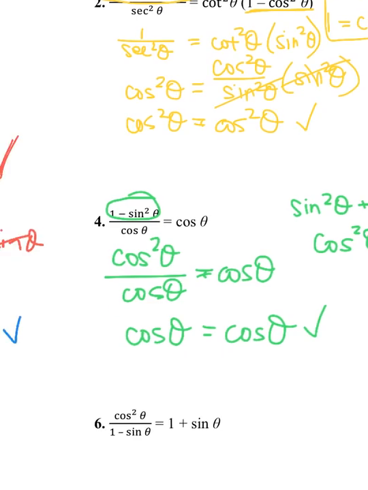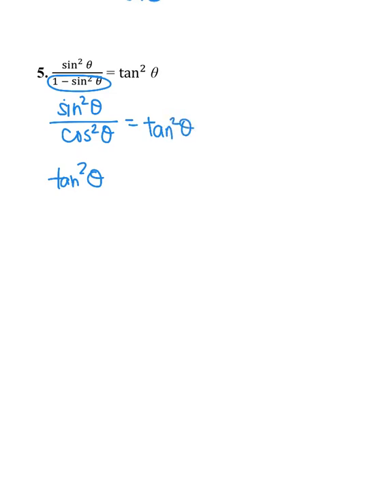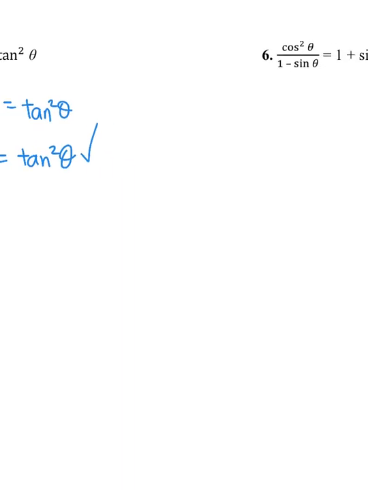Okay, let's go on to number 5. All right, so number 5, we have definitely the more complicated side on the left. So let's work on that one. We have our sine square theta up here. The denominator, that gives me a Pythagorean identity. That's going to be cosine square theta. And that's going to be equal to tangent square theta using our quotient identity. All right, and that's it. Not too complicated.